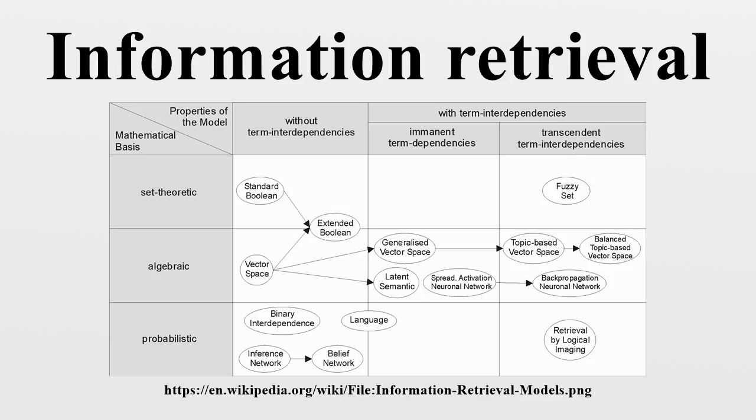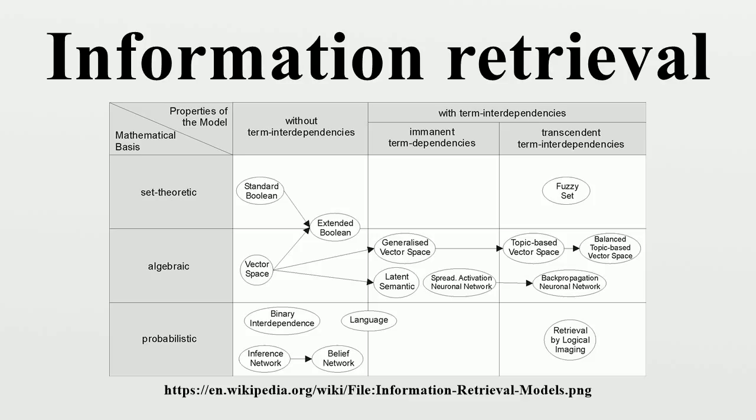Models with immanent term interdependencies allow representation of interdependencies between terms. However, the degree of the interdependency between two terms is defined by the model itself. It is usually directly or indirectly derived from the co-occurrence of those terms in the whole set of documents. Models with transcendent term interdependencies allow representation of interdependencies between terms, but they do not allege how the interdependency between two terms is defined. They rely on an external source for the degree of interdependency between two terms.